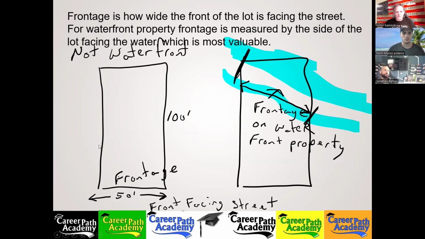Like this. So here's the street on this side down at the bottom, and you have a 50 by 100 lot. You have 50 feet of frontage, that's 100 feet deep. Now, if it's a waterfront property, the frontage is measured on the back side of the lot, the side that's actually facing the water.